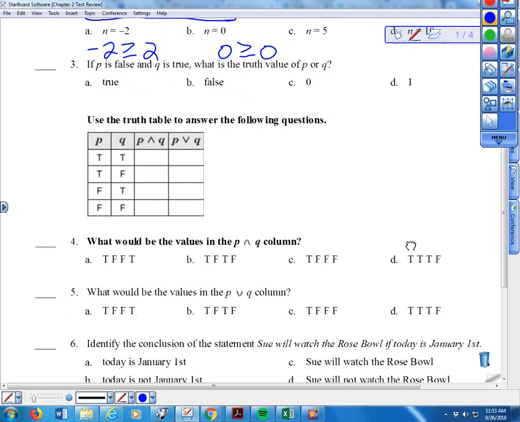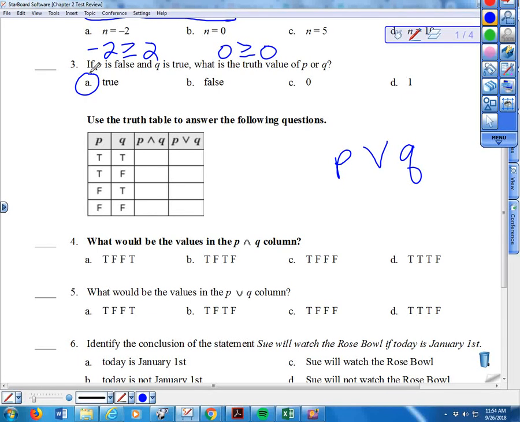If P is false and Q is true, what's the value of P or Q? What are the rules? If it's an and, what has to be true for the truth value to be true? Both of them. Good. If it's an or, what has to be true? Either one. So if P is false and Q is true, one of the two is true. Therefore, the truth value of P or Q is also true.